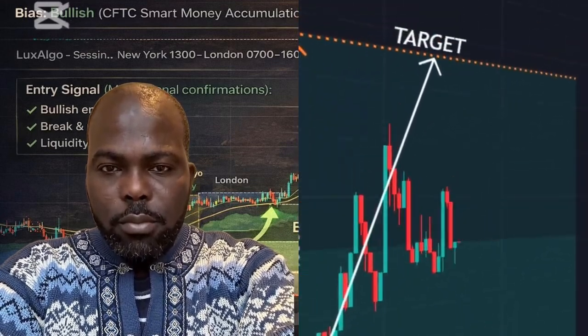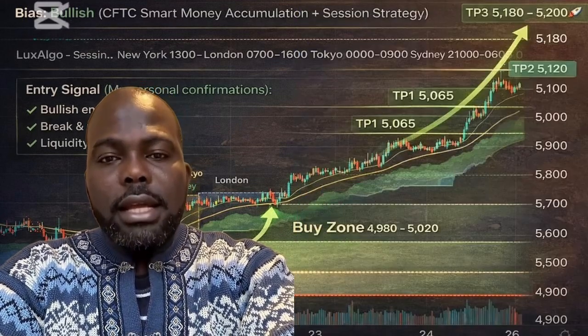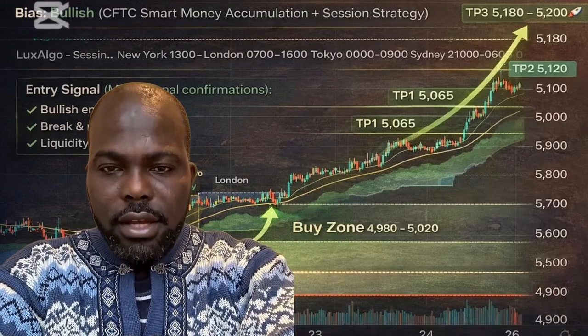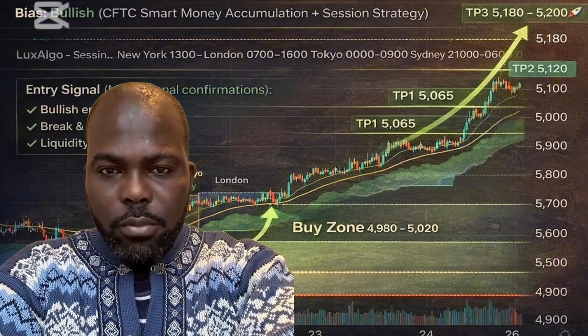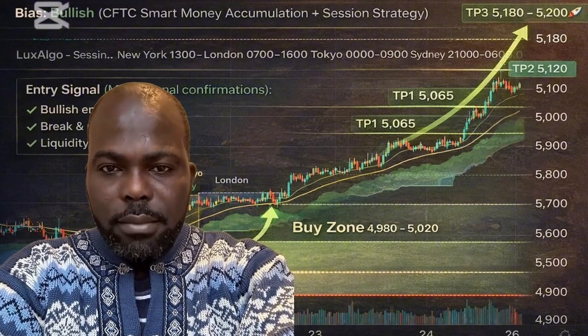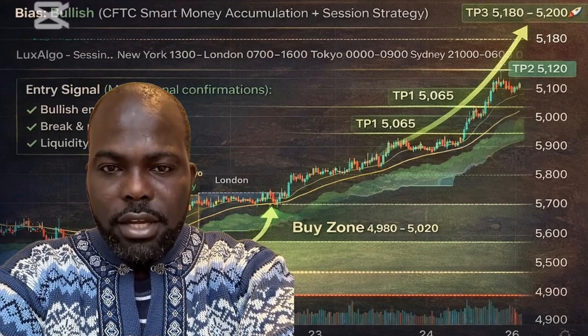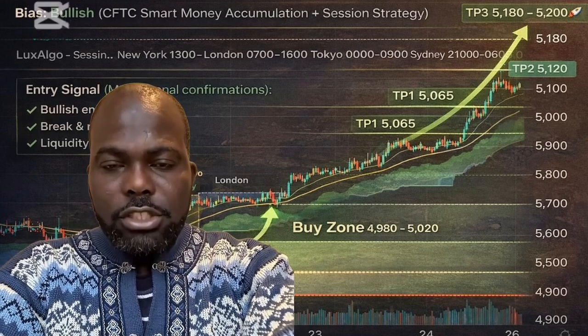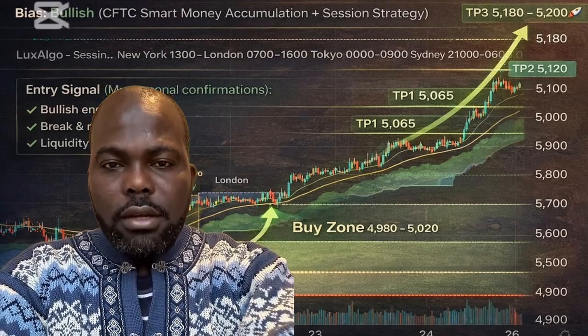Support is the area where price usually slows down, rejects, and moves up because buyers step in. Resistance is the area where price usually slows down, rejects, and moves down because sellers step in. These reactions happen because large players, banks, and institutions place orders around these zones.